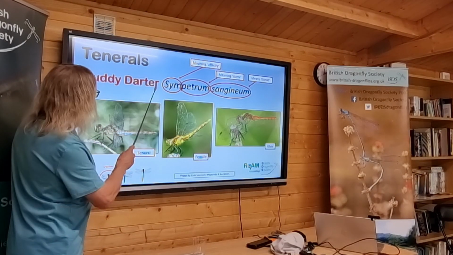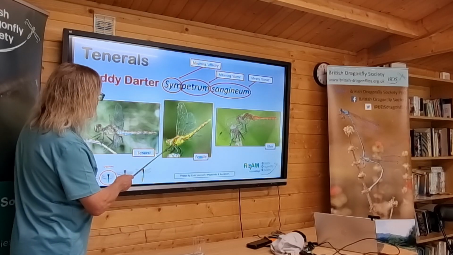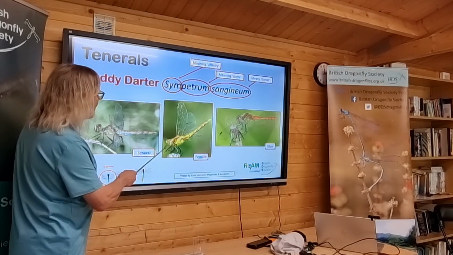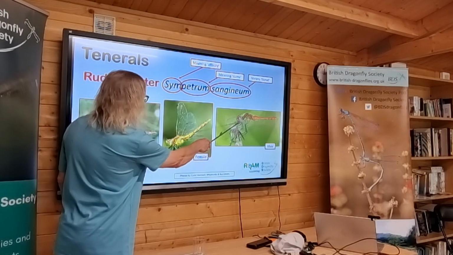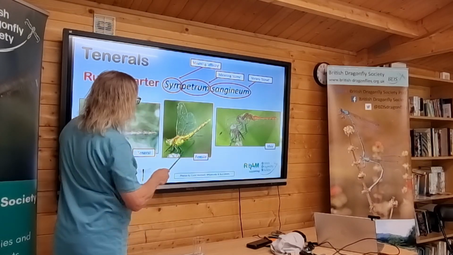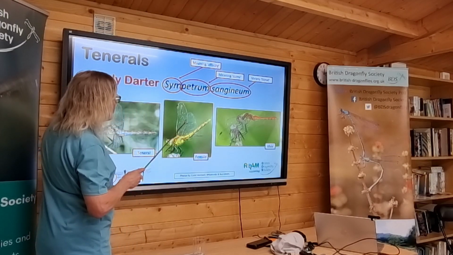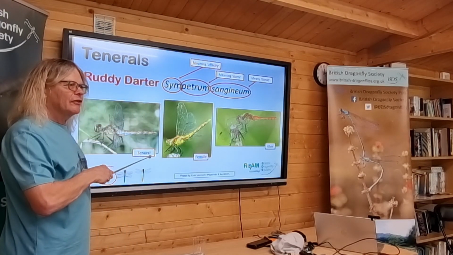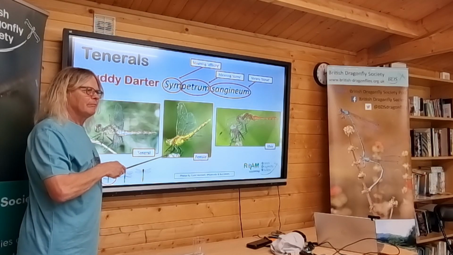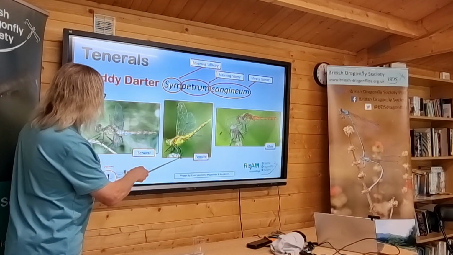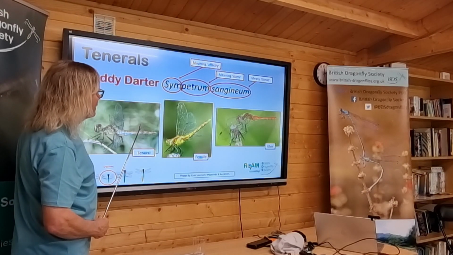But you can see that on the ruddy darter, you haven't got blue bases to the eyes. You've got greener bases to the eyes. And the ruddy darter's got totally black legs. It hasn't got yellow stripes on them. So if you look at its legs, you won't see the yellow stripes on the ruddy darter.